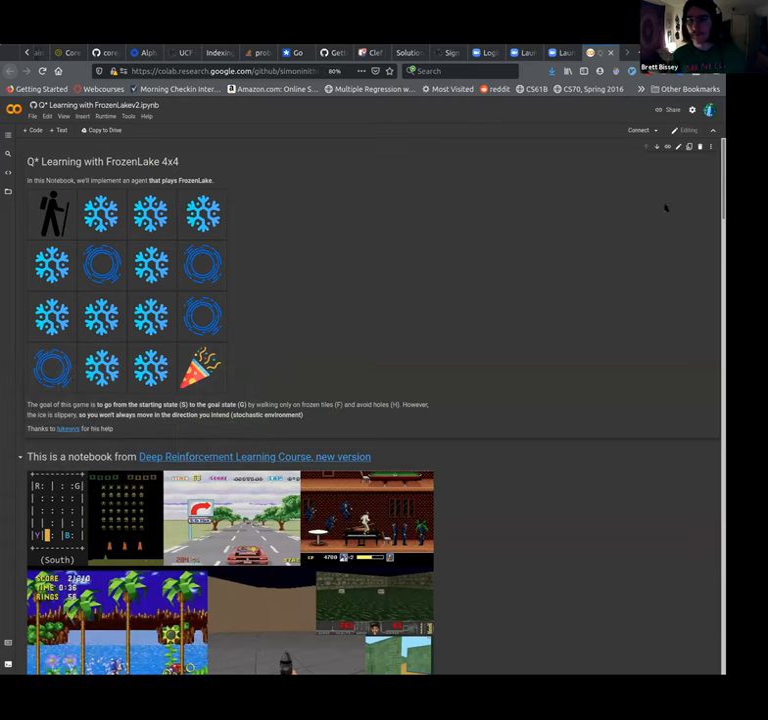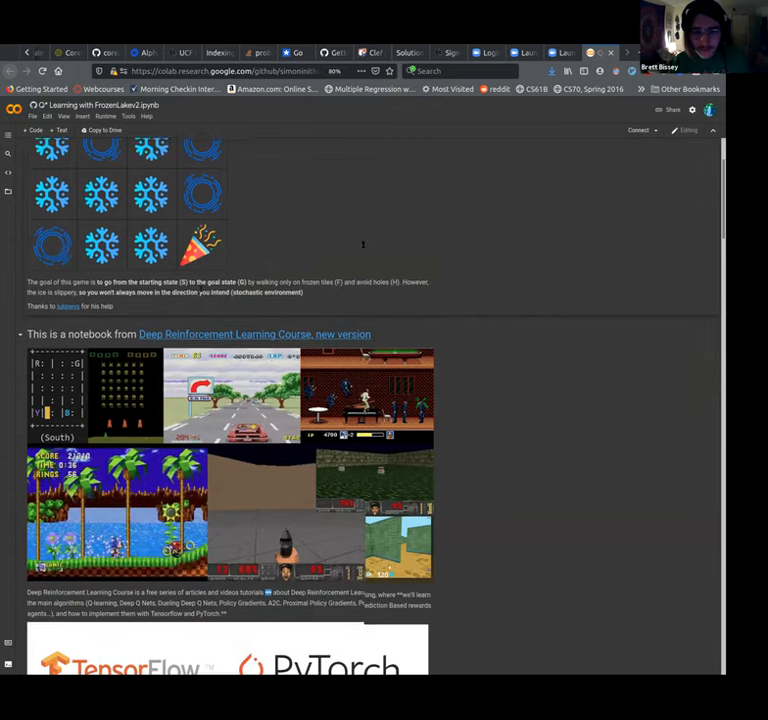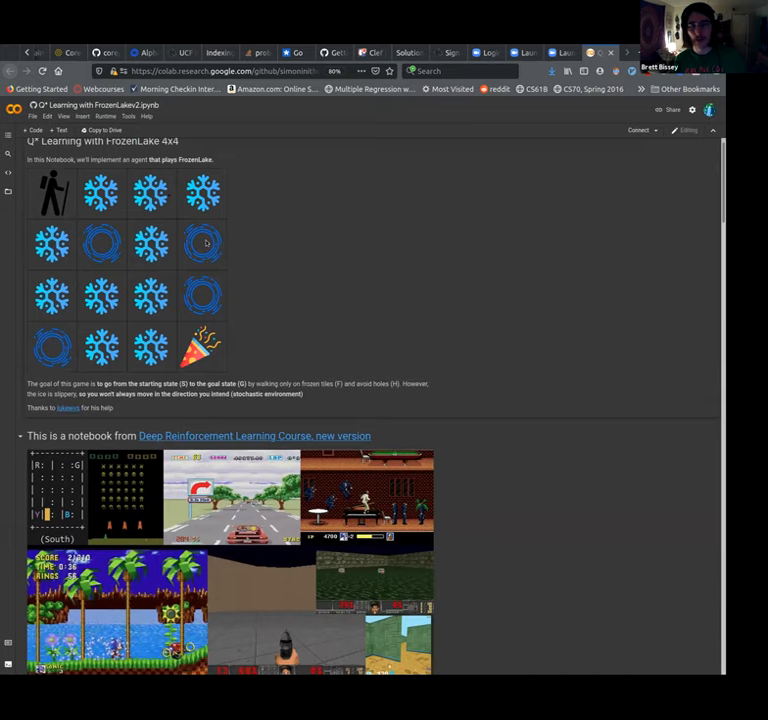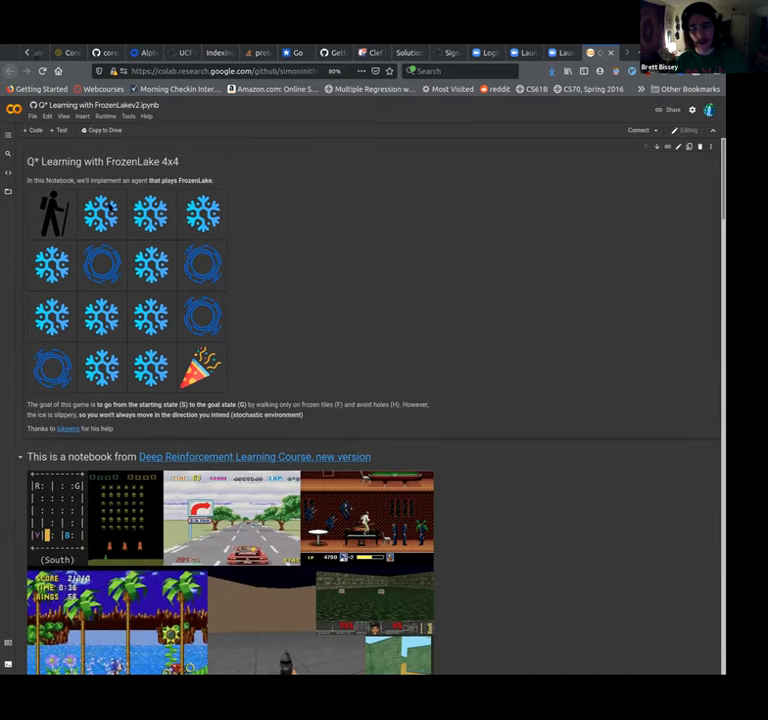Share screen. Okay. So Frozen Lake is similar to our grid world environment that we just went over. There are the snowflakes, which represent spaces of ice, the holes, which represent holes in the ice, and the home space. The reason that Frozen Lake is a benchmark environment is because it implements an icy environment, which means you won't always move in the direction that you intend.